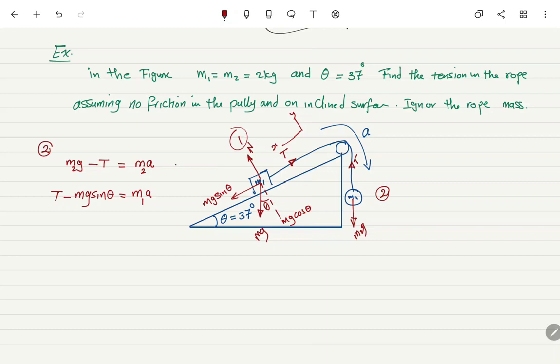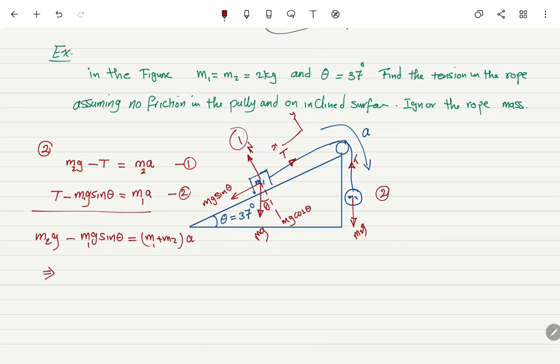Now, this is equation number 1 and this is equation number 2. You add both equations together and you will end up with m2g minus m1g sine theta equal to m1 plus m2 times a.